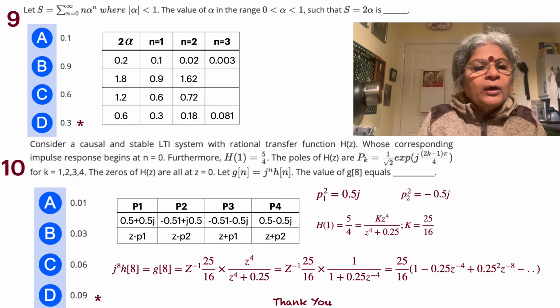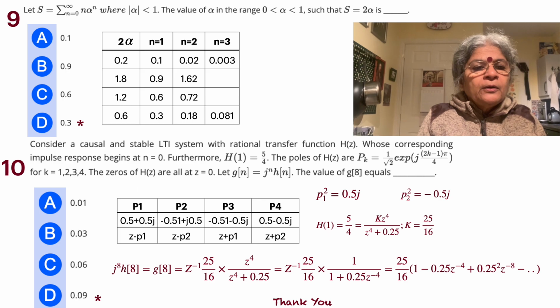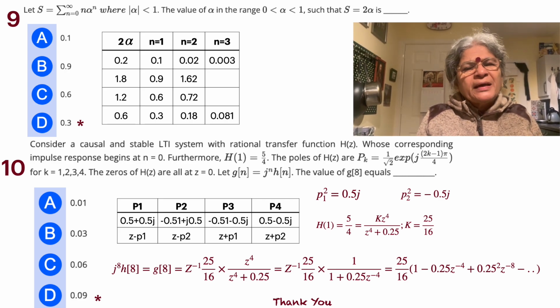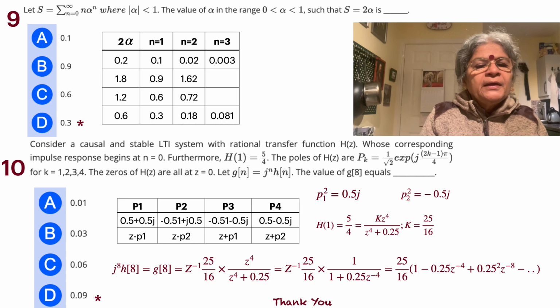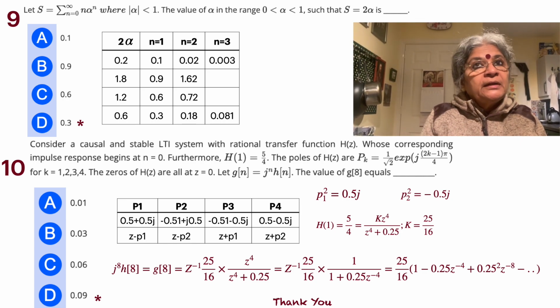So what is 2 alpha? If alpha is equal to 0.1, it's going to be 0.2. If it's 0.9, 2 alpha is going to be 1.8. 0.6 is going to be 1.2, and 0.3 is going to be 0.6. So perhaps you had better write this down and do the problem. It's better that way, because otherwise you have to take the Z transform, and it's a very involved kind of thing.